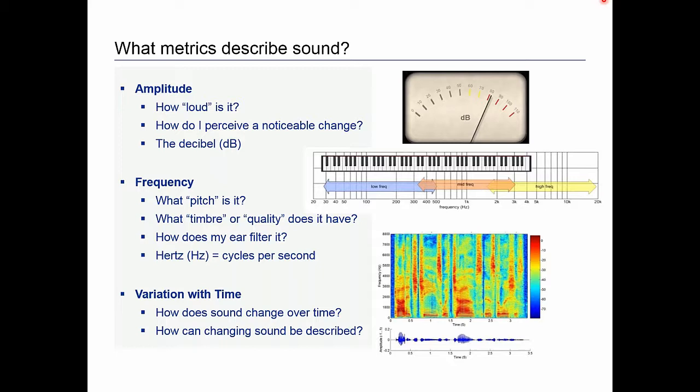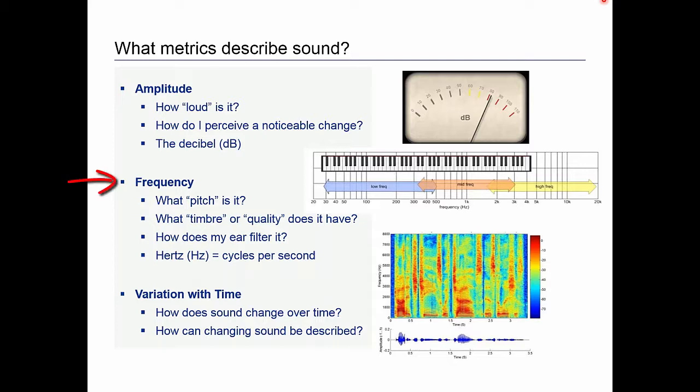Let's move on to describing sound. How can we technically describe sound so that other people will know what it is we're talking about? So first of all, let's talk about what metrics describe sound. Well, primarily there are three: amplitude, frequency, and variation with time. With amplitude, we're basically saying how loud is it and how much does it need to change before I can notice it. And we'll also define just what a decibel is, because there's a lot of confusion around that.